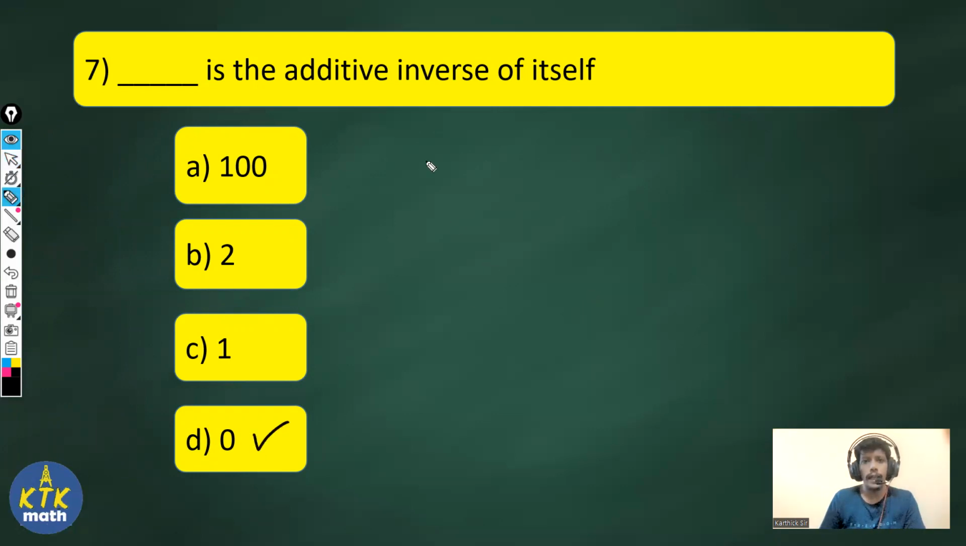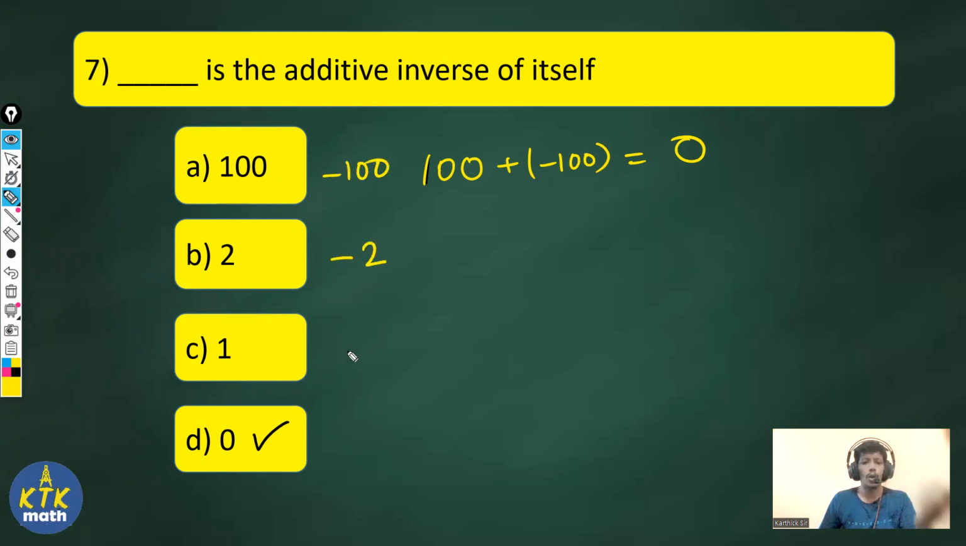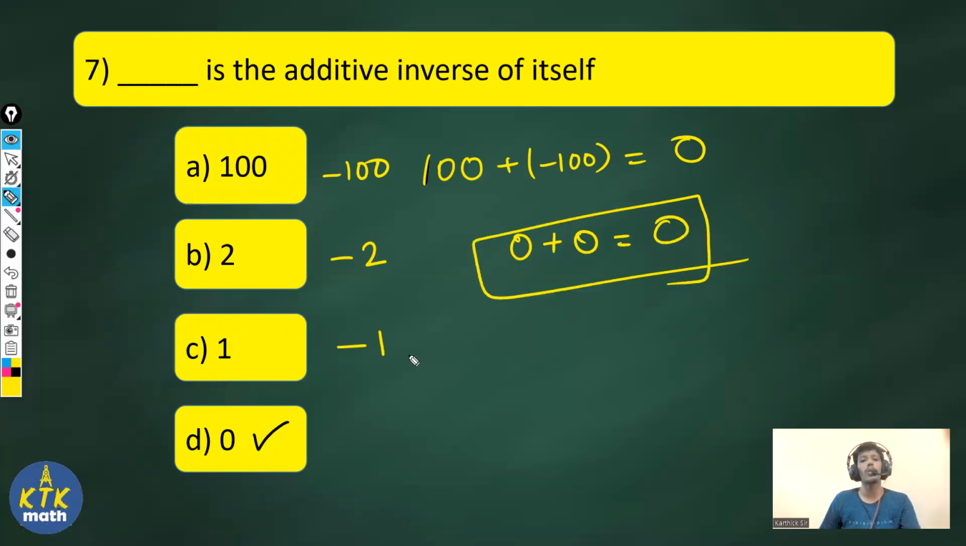Additive inverse means what? A number added with what number will give you 0? 100 means minus 100. In the previous question I told you additive inverse means what we need to do. We need to change the symbol. So 100's additive inverse is minus 100. 2's additive inverse is minus 2. 1's additive inverse is minus 1. 0 doesn't have any symbol. So there is only one possibility of getting 0: 0 plus 0 is 0. Therefore, 0 is additive inverse of itself.